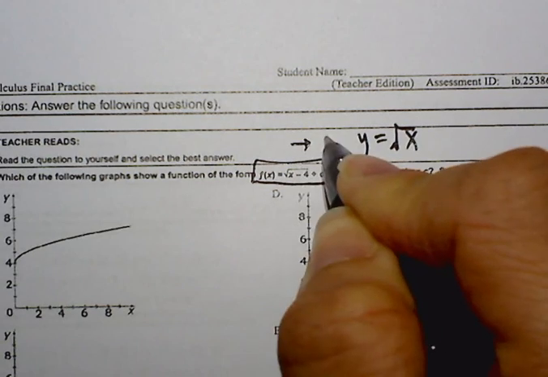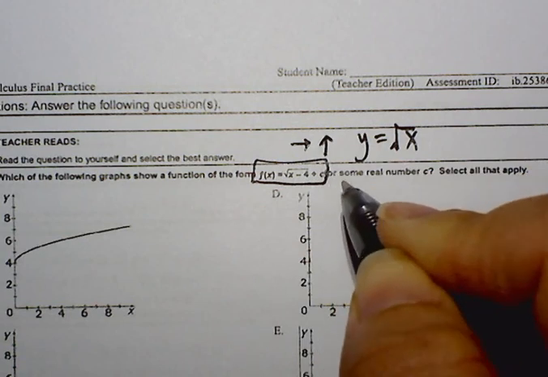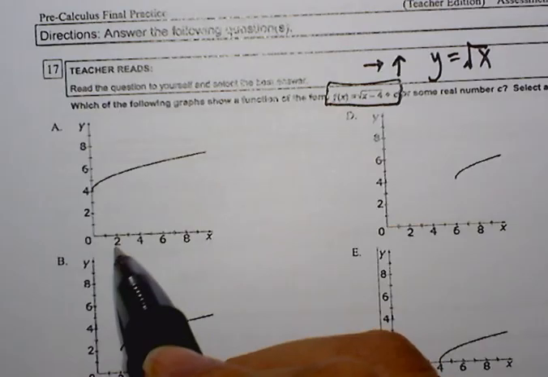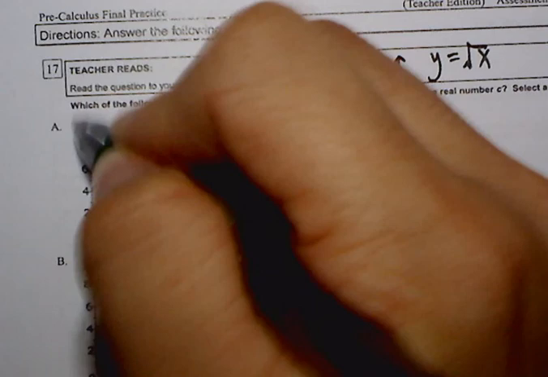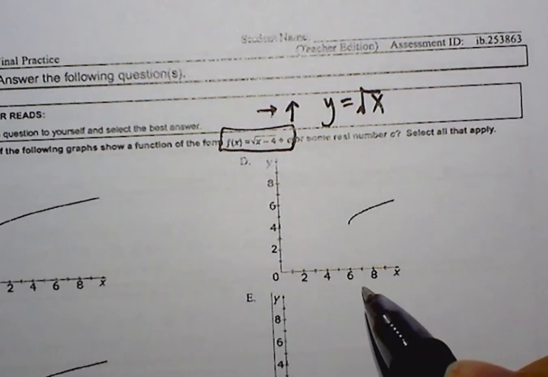So I just need to find a square root that shifts to the right. Is A shifted to the right? No. Is B shifted to the right? Yes, but how much? By 2? No, by 6. That's D. Oh, sorry, D. All right, sorry.